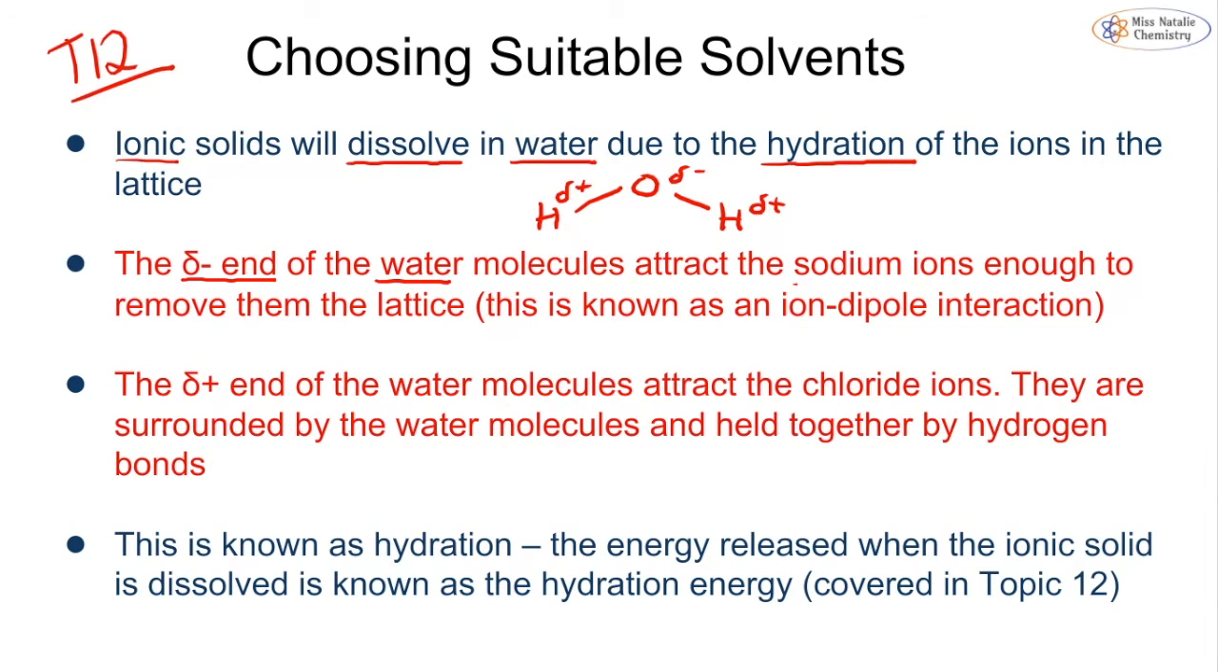They're going to attract the sodium ion, and they will attract it enough to remove it from the lattice. So if I was to put sodium chloride into water, the delta negative end is going to attract the sodium and pull it out of the ionic lattice, and we call this an ion-dipole interaction. Whereas the delta positive end of the water is going to attract the chloride ions, and they are then surrounded by the water molecules, and they are held together by hydrogen bonds.